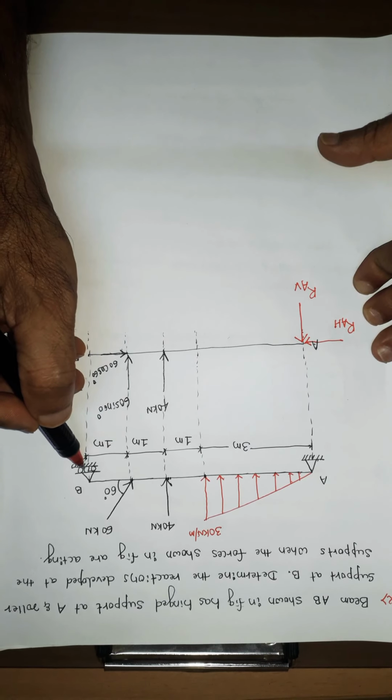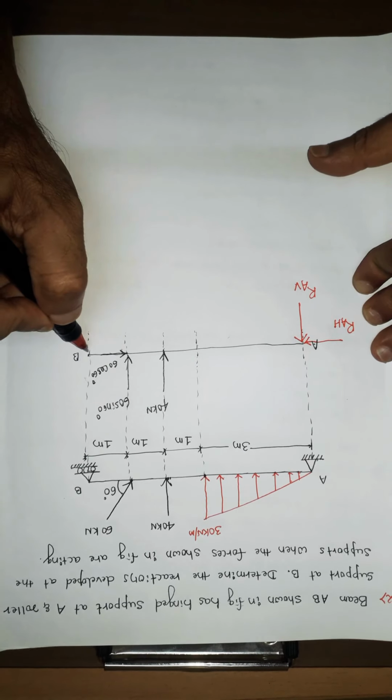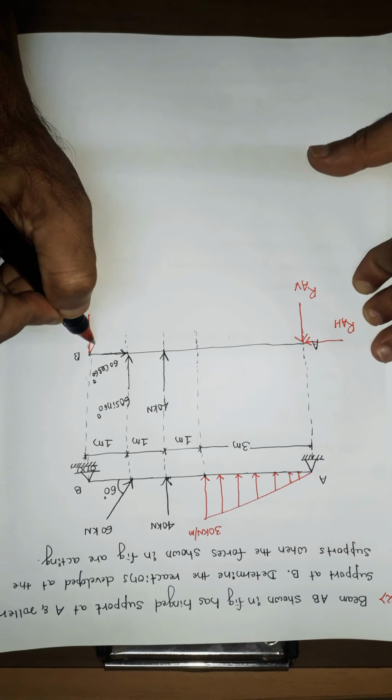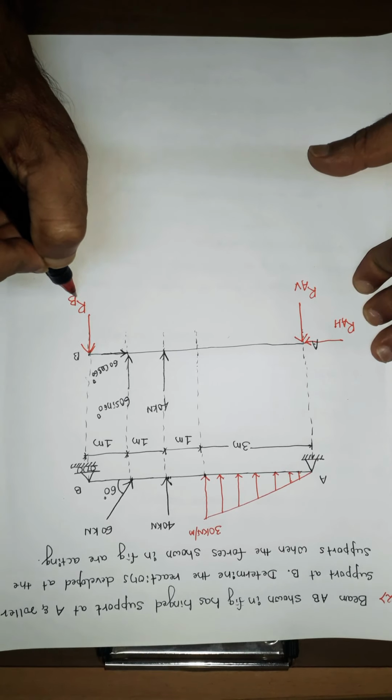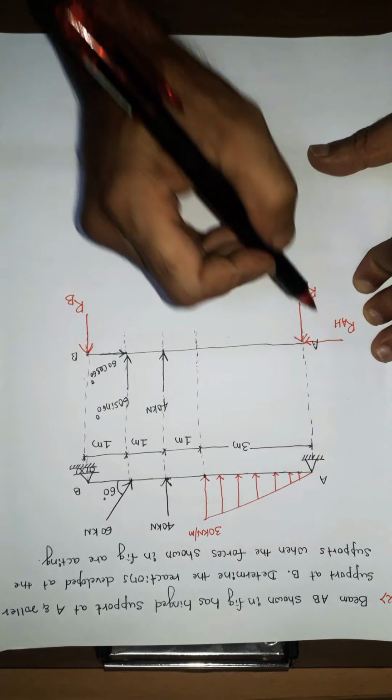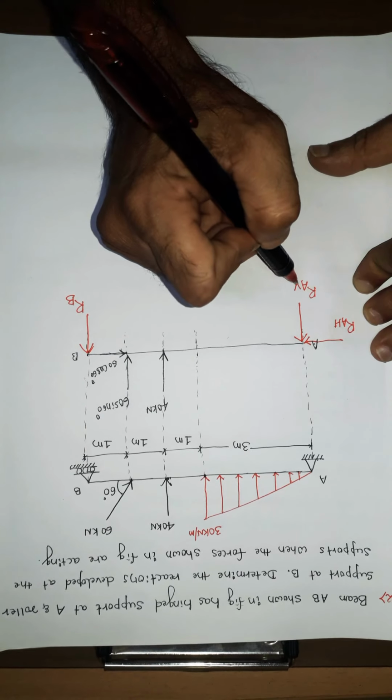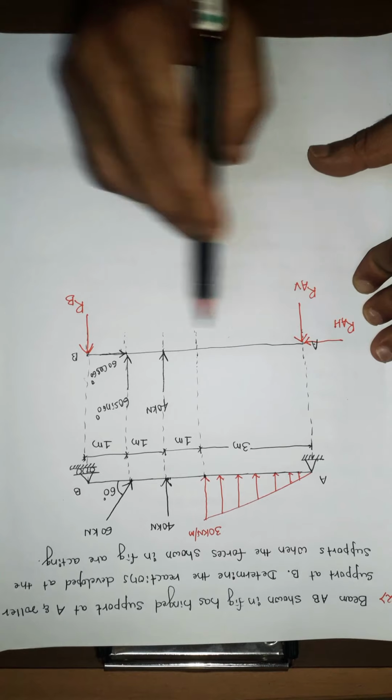And this is the roller support. The roller support is going to give one reaction. If it is one reaction, you can write reaction at B. If there are two, you can write H and V. So these are the reactions.